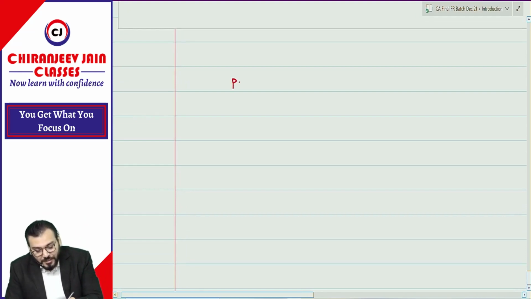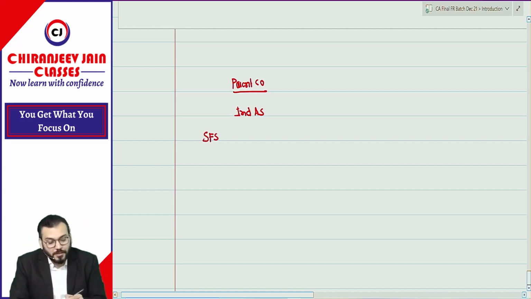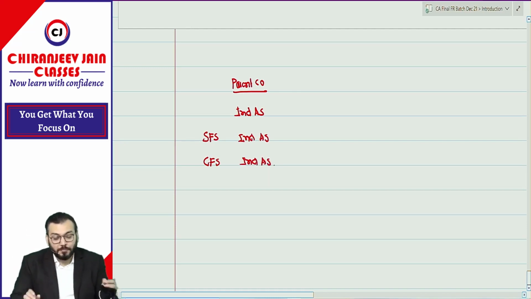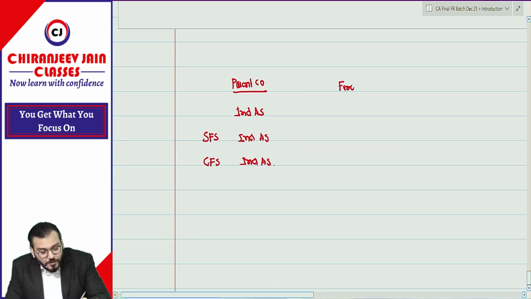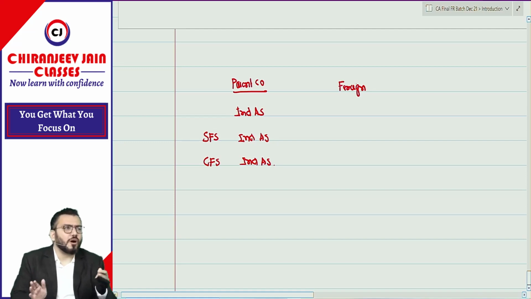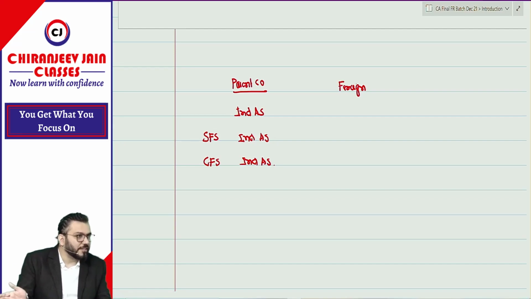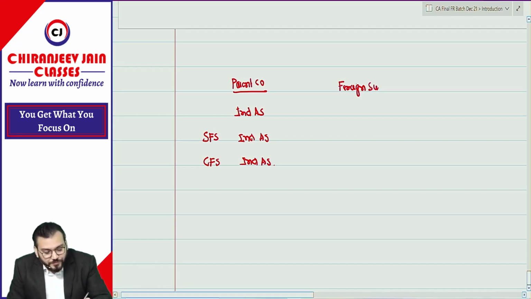Now, suppose a parent company, the doubt is what? A parent company is an Indian company and for that Ind AS is applicable. So they will prepare their standalone financial statement and consolidated financial statement based on Ind AS. No doubt about this. But they have a foreign subsidiary. We call it a foreign operation. When I say foreign operation, it may be subsidiaries, associates, or joint ventures. But I am writing foreign subsidiary.